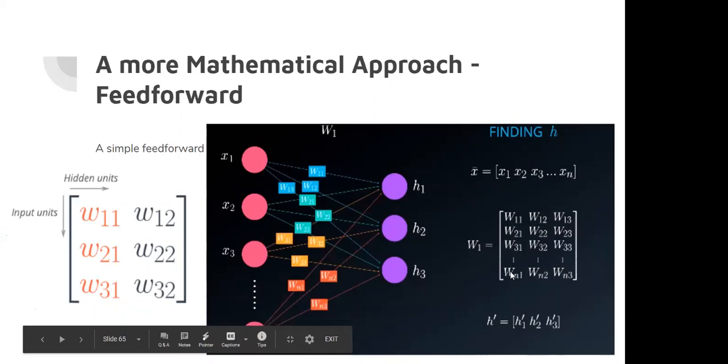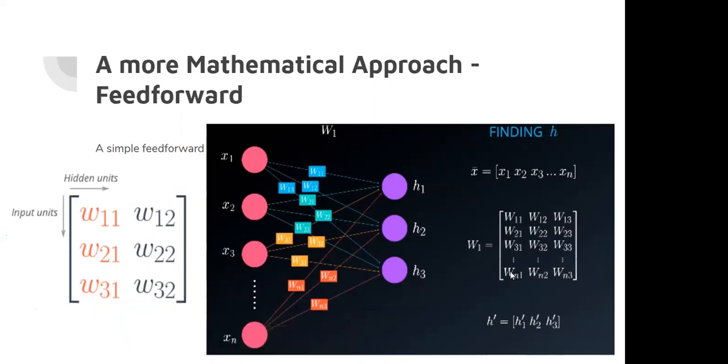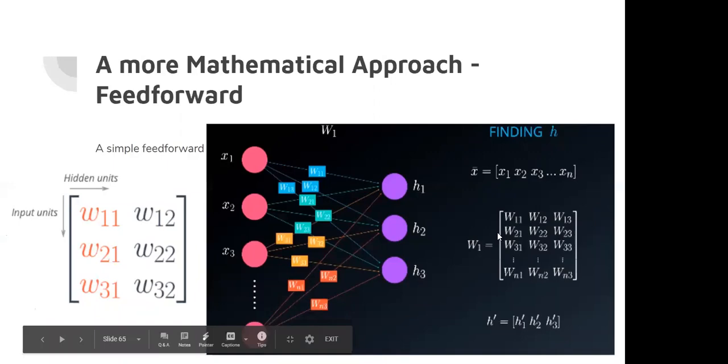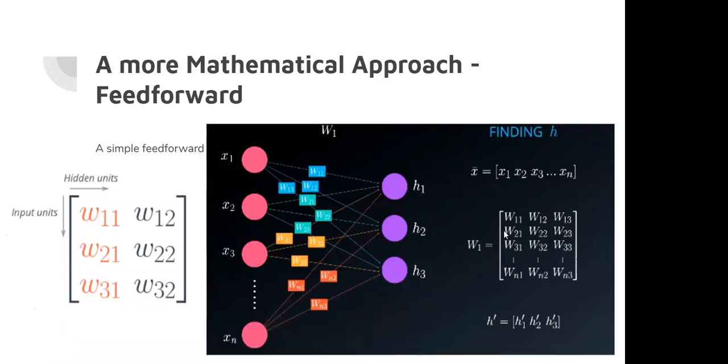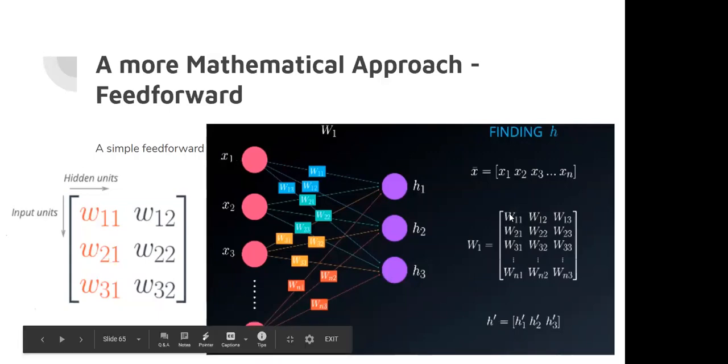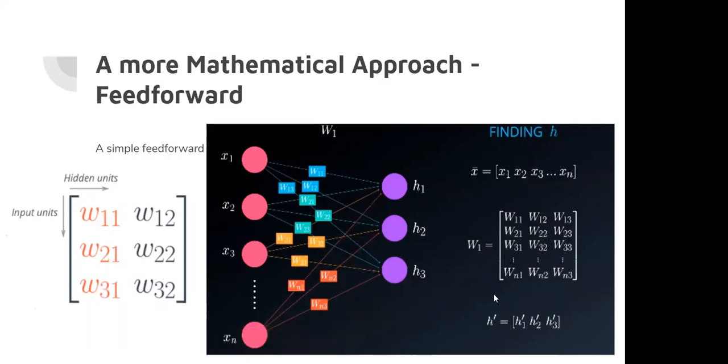I said the weights leaving the nodes. Instead of saying the weights leaving the nodes, it's basically the number of nodes from where the weights are originating. So you have x1 all the way to xn. This is how your weight matrix is aligned.